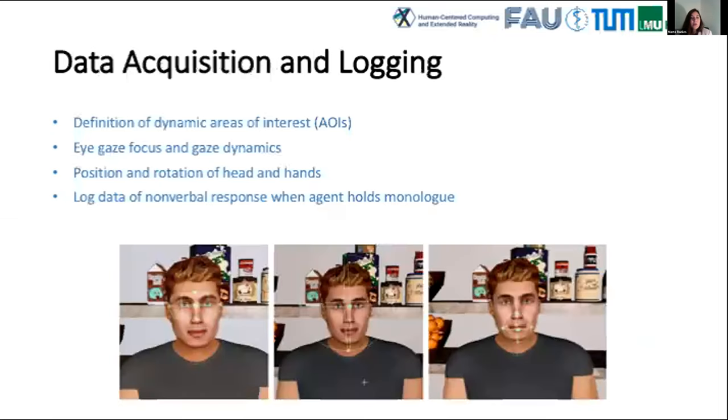So for data acquisition and logging, we first defined areas of interest in the eyes, mouth, and head of the virtual agent, and also the background of the environment. Then we collected the participants' nonverbal behavior. This included not only eye gaze through eye tracking, but also body movement data, including the position and rotation of the head and hands. Our system is designed to collect and log data during the social setting in the shopping scenario, and this is done in each of the monologues where the agent, the shopkeeper, is talking about a product.